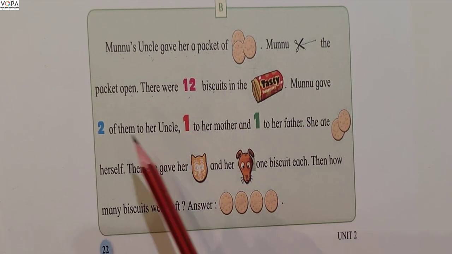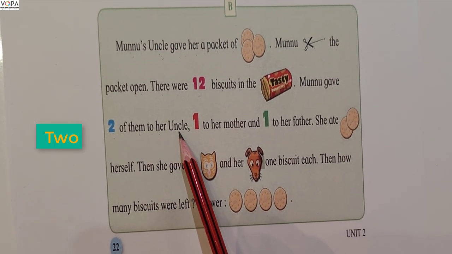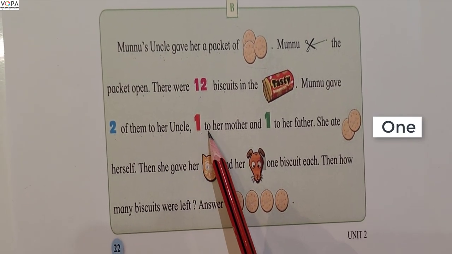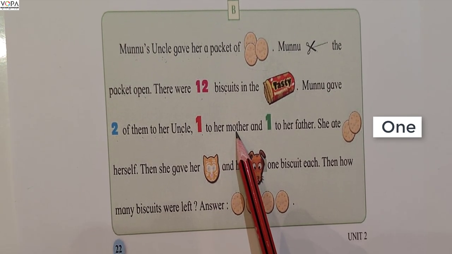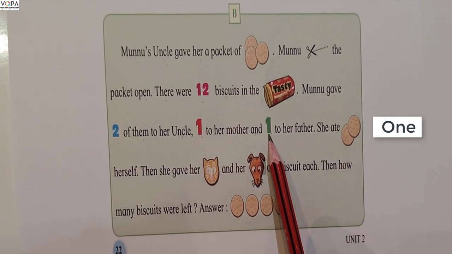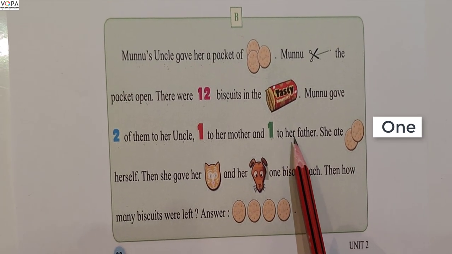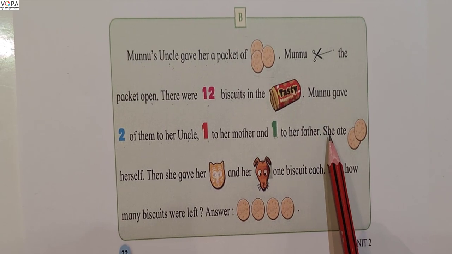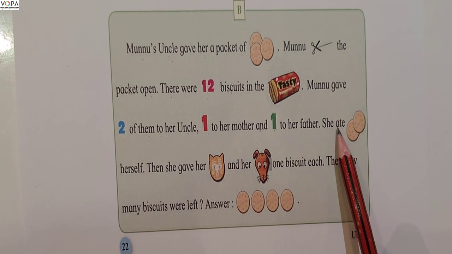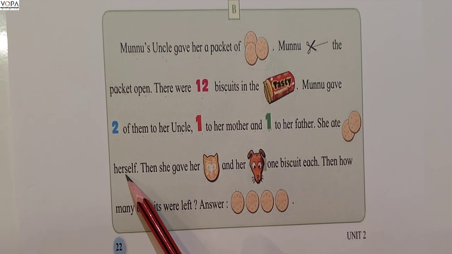Munnu gave 2 of them to her uncle. One to her mother and, what is this? Number one to her father. She ate 2 herself. Very good.